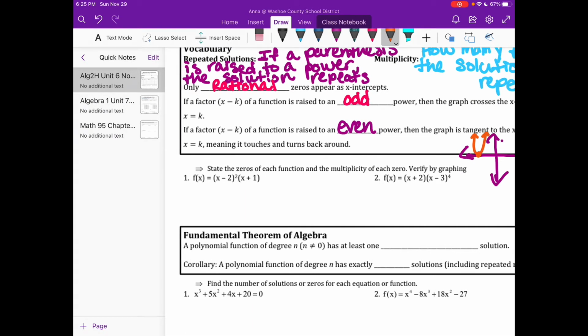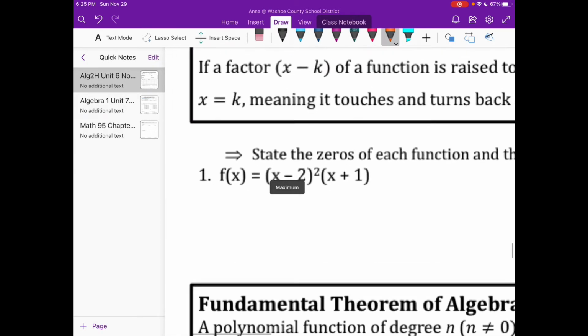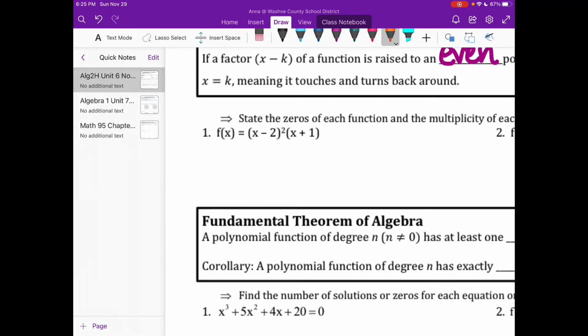So number 1 and number 2 want you to state the zeros of each function and then the multiplicity of each 0, and it wants you to verify by graphing. I'm going to leave you guys to do this part on your own, the graphing part in your graphing calculator. And you can kind of see that a little bit. I'm not going to show it when I answer the questions. But you guys could totally do that part on your own.